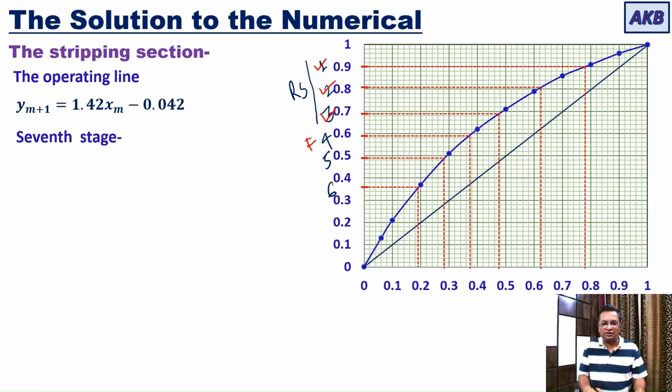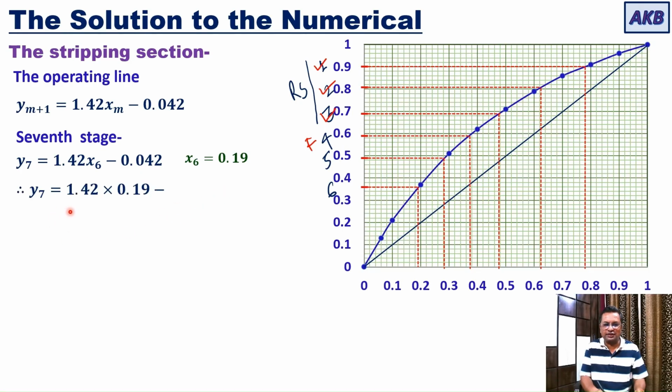So now let us check for the seventh stage. For seventh stage, the equation will be y7 is equal to 1.42 into x6 minus 0.042. x6 we obtained as 0.19. We obtained it in the previous step. So therefore y7 is equal to 1.42 into 0.19 minus 0.042. That gives us y7 as 0.23. Then I'm going to go to the distribution diagram, locate 0.23, go to the equilibrium curve, and that gives me x7 as 0.11. So that is the seventh stage.